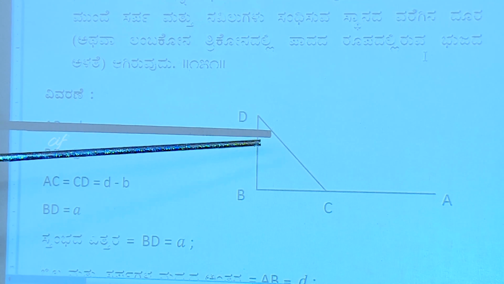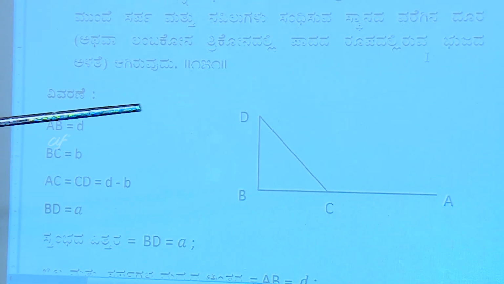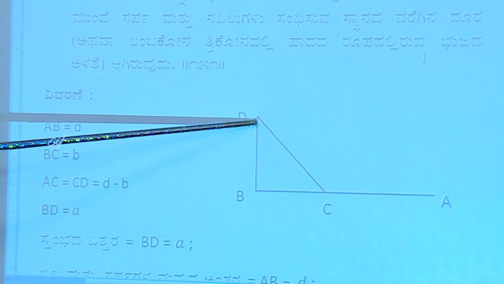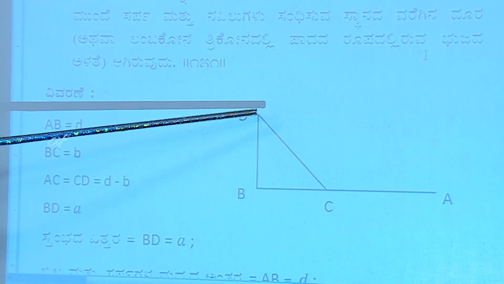Here there is a Shikhandi, that is peacock. Peacock is on this point, on the tip of the pole.